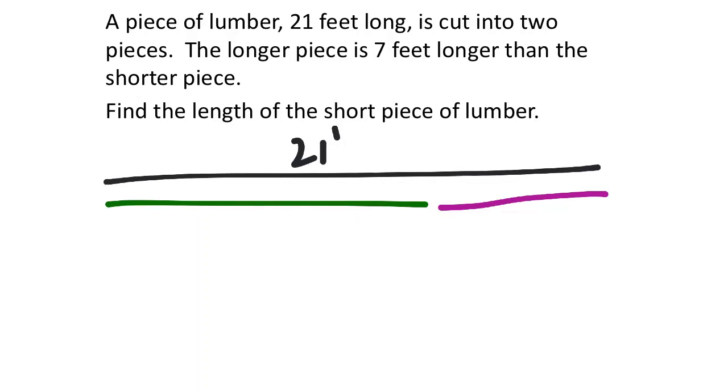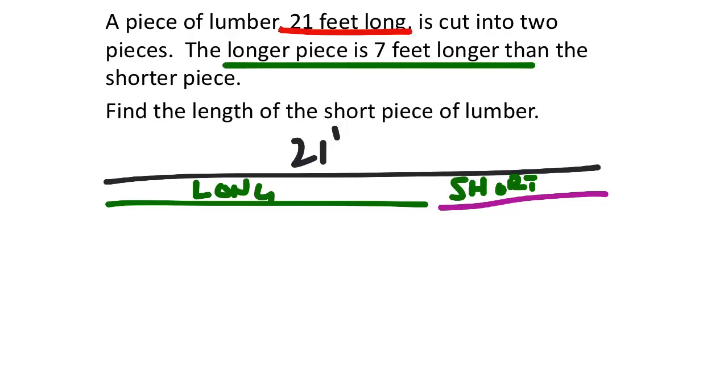So, green is my long piece. Purple's my short piece. I'll write it in. Now, here's my two conditions, right? I know that my total amount of lumber should be 21 feet long. We're not taking into account how much is taken off from the saw, okay? If you want to be that technical, that's a little bit more complicated than we want to be right now. And then it says that the longer piece is 7 feet longer than the shorter piece, right?